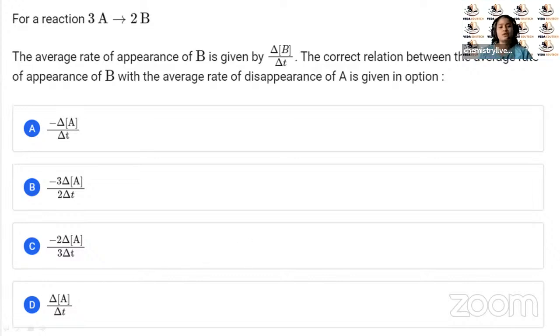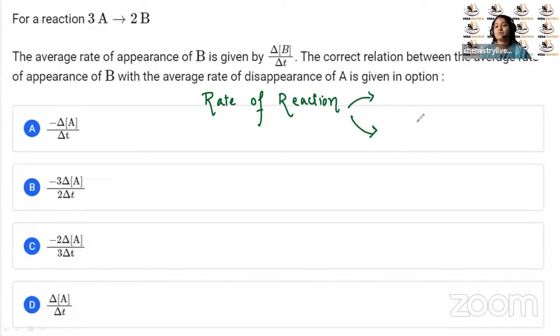The question here talks about the rate of reaction, the average rate of reaction, the rate of appearance, and the rate of disappearance. So before going into this, let us first see what exactly the rate of reaction means. What does rate of reaction mean, children? Rate of reaction means the definition can be understood in terms of the reactants and the products.